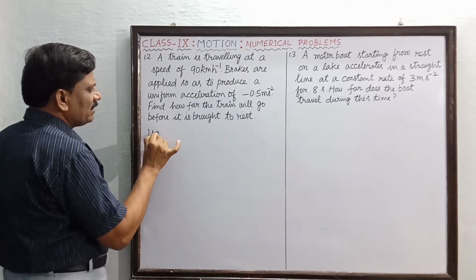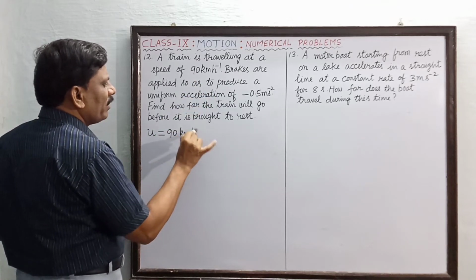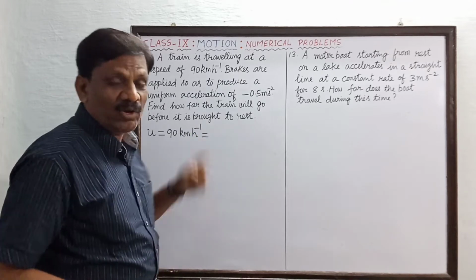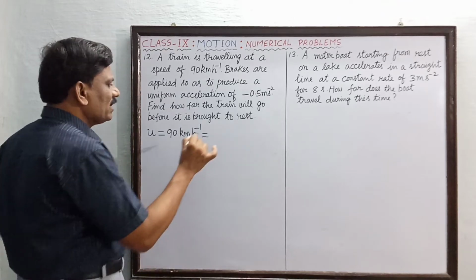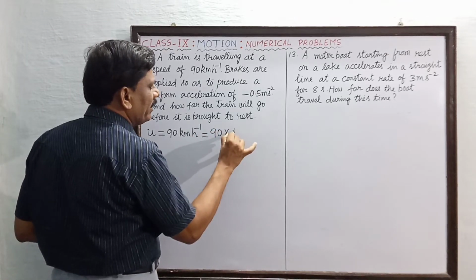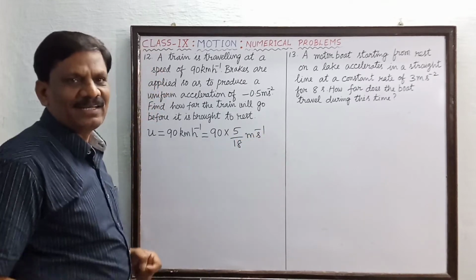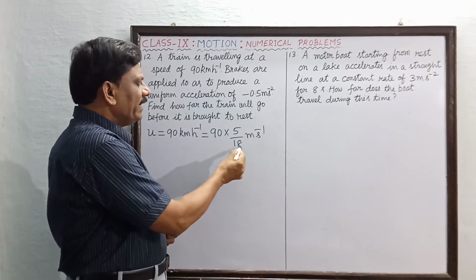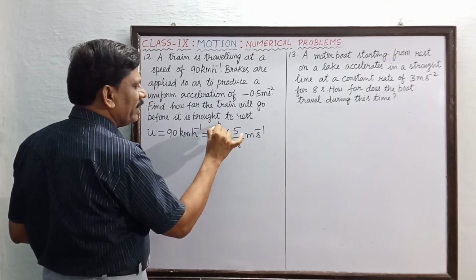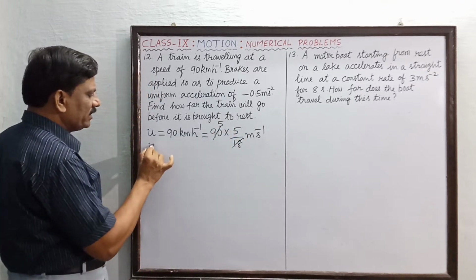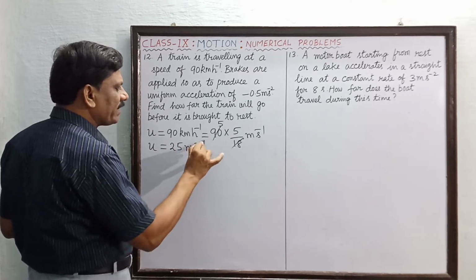So, the initial velocity of the train is 90 km per hour. How will you convert this 90 km per hour into meter per second? Yes, you have to multiply by 5 by 18. So, this is 90 multiplied by 5 by 18. Now, the unit is meters per second. 18 fives are 90. So, initial velocity is now 5 into 5, which is 25 meters per second.